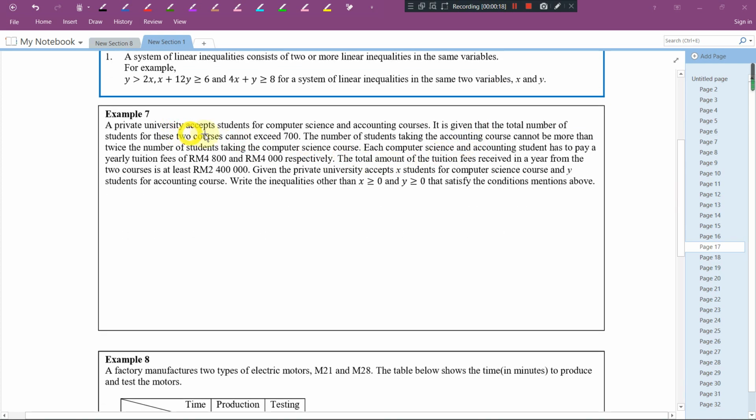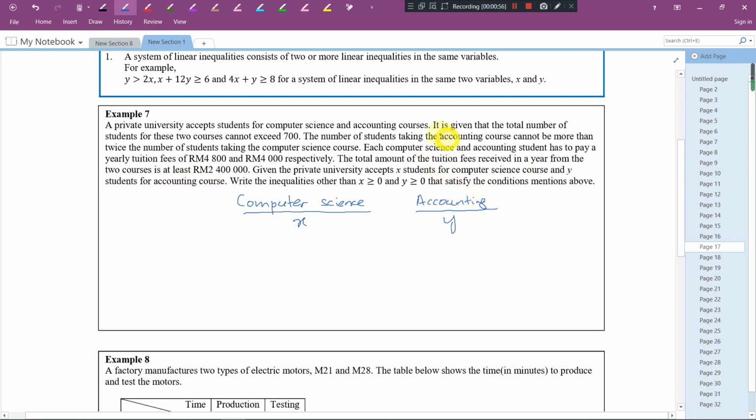A private university accepts students for computer science and accounting courses. So we have two courses here. Let me write down the two courses first. Computer science, and then we have accounting. Okay, so given the private university accept X student, so the number of students for computer science can be represented by X, and the number of students for the accounting course can be represented by Y.